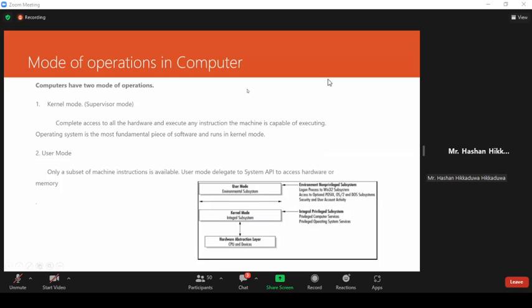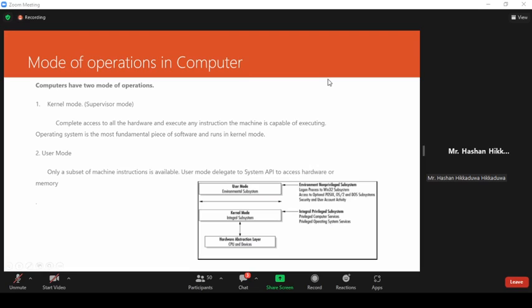Okay, let's move to the next slide. A computer has 2 modes of operation. One is kernel mode, or we can call it supervisor mode. The other mode is user mode. First one is kernel mode, second one is user mode. First we can talk about the user mode. Only a subset of machine instructions is available. User mode delegates to the system API to access hardware or memory.